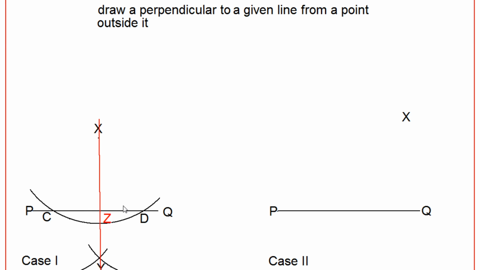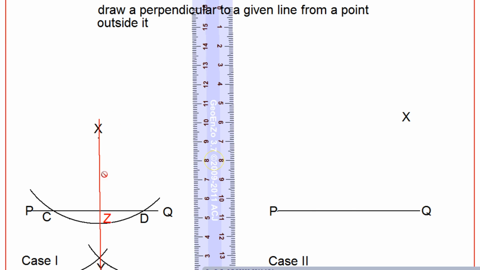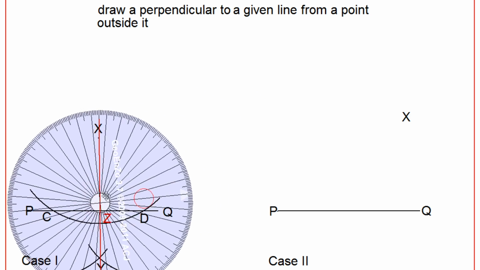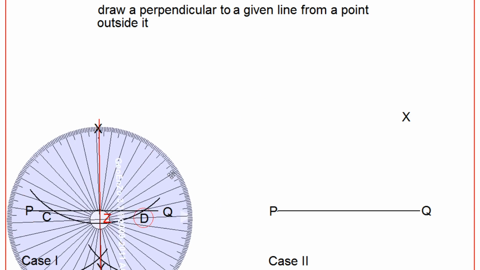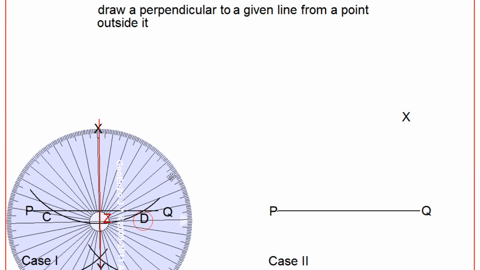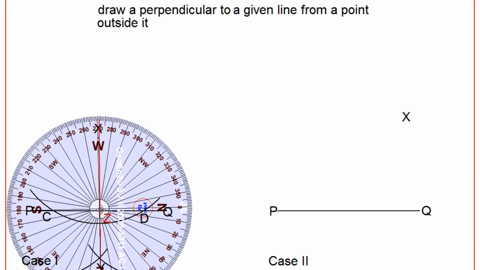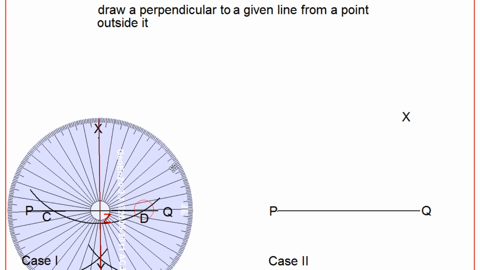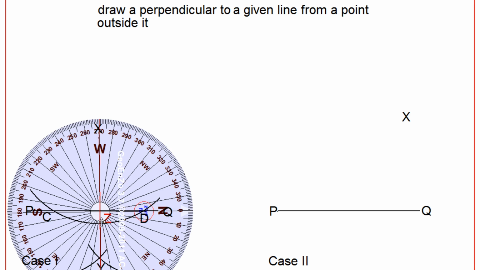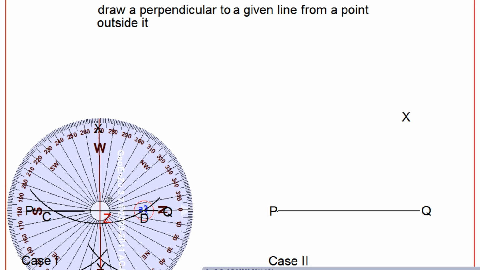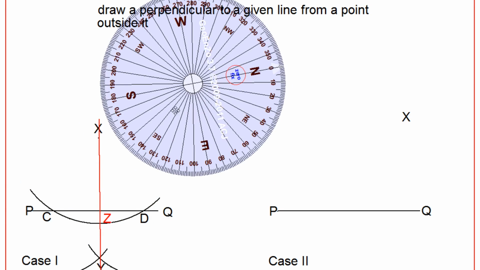Okay, now this connector, that is XZY, or you can say XY, is nothing but the perpendicular on line PQ from the given point X. Now you can check it. Take the protractor and put it at point Z and check whether the angle is 90 degrees or not. You see the angle is almost 90 degrees. So this is the process by which you can draw a perpendicular from a given point to a given line when the point is close to the middle of the given line.